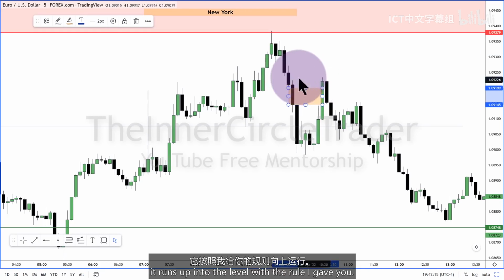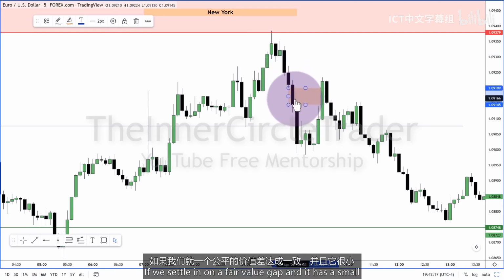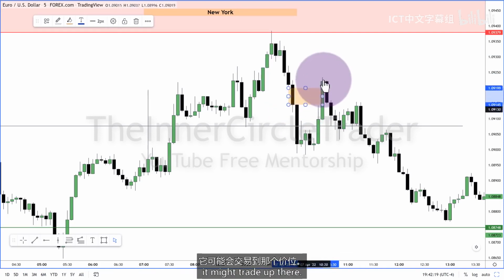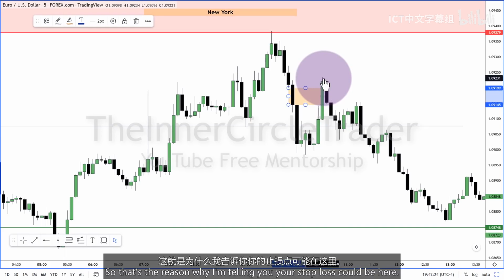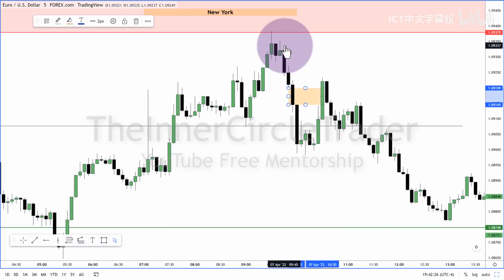And it runs up into the level with the rule I gave you. If we settle in on a fair value gap and it has a small one above it, expect it might trade up there. So your risk has to incorporate that. So that's the reason why I'm telling you your stop loss could be here.